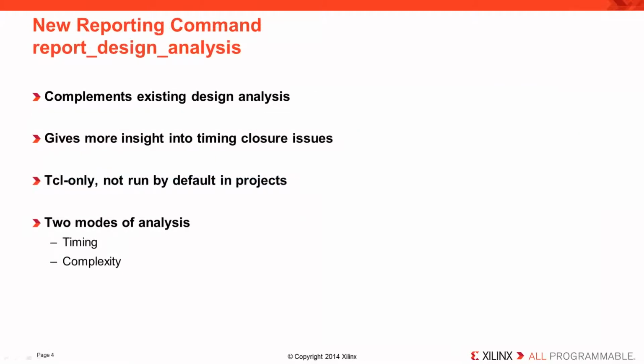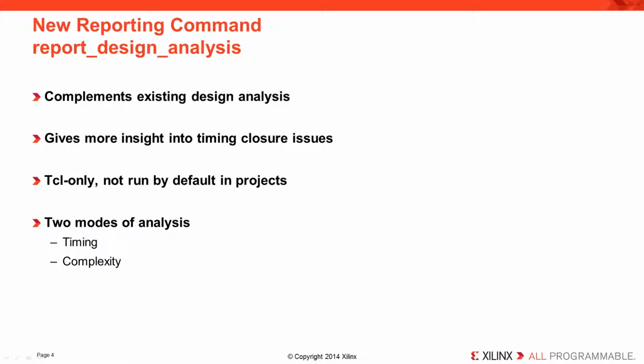Now let's introduce report_design_analysis. It's intended to complement existing analysis by offering insight into the story behind the numbers you see in the timing reports, by highlighting certain characteristics that might point to timing closure problems caused by failed timing paths and routing congestion. Report design analysis is currently Tcl-only and is not run by default in projects, but can easily be incorporated into both scripting and project flows.